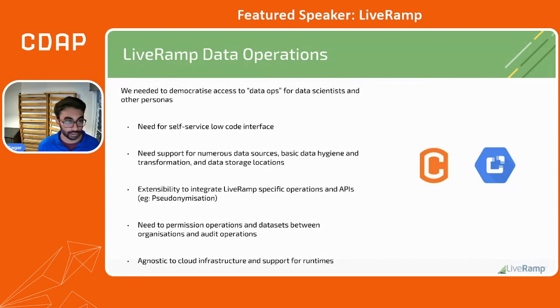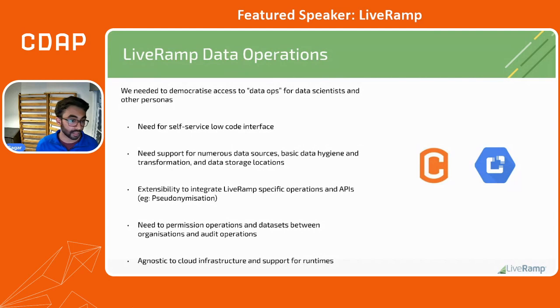And basically, we need a self-service low-code interface. We need support for numerous data sources, basic data hygiene, transformation, and storage locations both inside and outside of LiveRamp. One of the key things as an engineer I saw was we needed extensibility to integrate LiveRamp specific operations. It's great that a product ships with 200 out of the box operations, but it's even more fantastic when you can add your own utility on top.